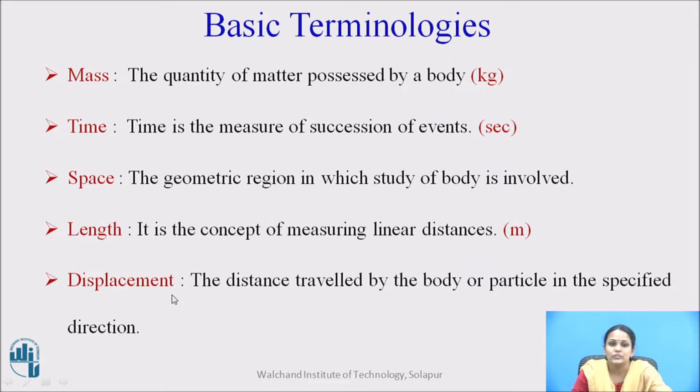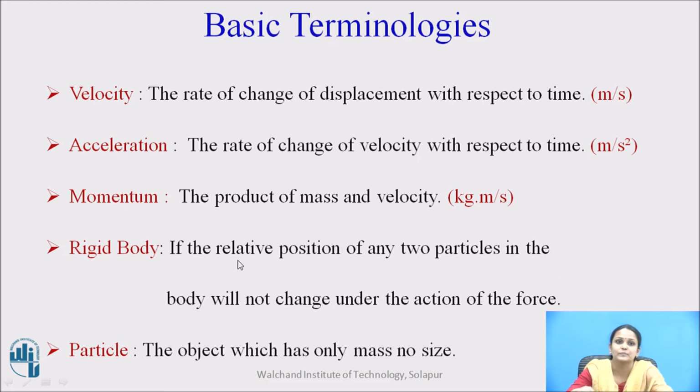The next one is displacement. It is the distance travelled by the body or the particle in the specified direction. The next one is velocity. It is the rate of change of displacement with respect to time. The unit of velocity is meter per second. Then acceleration, it is the rate of change of velocity with respect to time, and it is measured in meter per second square. Next one is momentum.